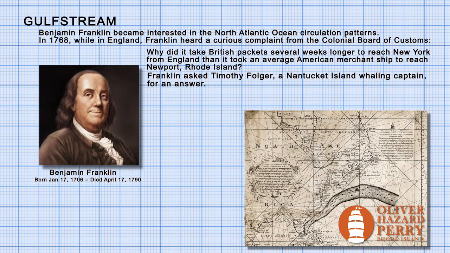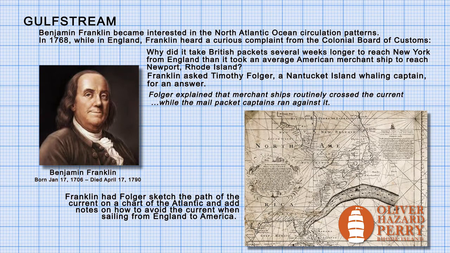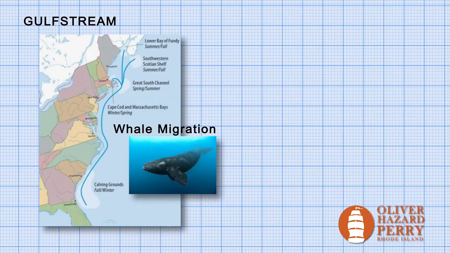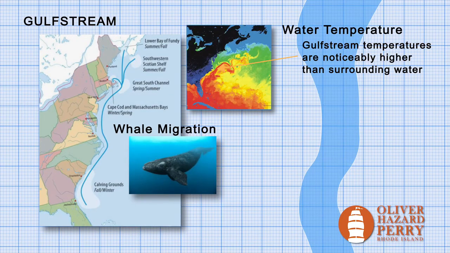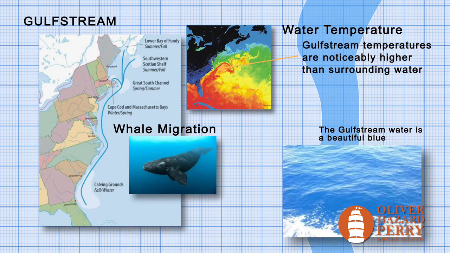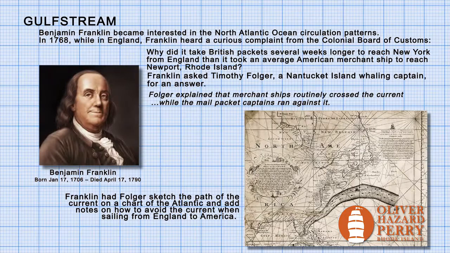Franklin asked Timothy Folger, a Nantucket Island whaling captain, for an answer. Folger explained that merchant ships routinely crossed the current, which was identified by whale behavior, measurement of the water's temperature, and changes in the water's color, while the mail packet captains ran against it. Franklin had Folger sketch the path of the current on a chart of the Atlantic and add notes on how to avoid the current when sailing from England to America.